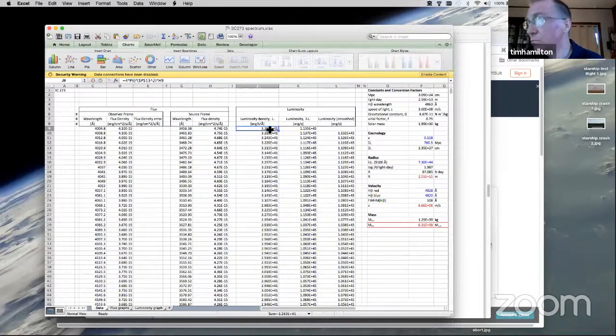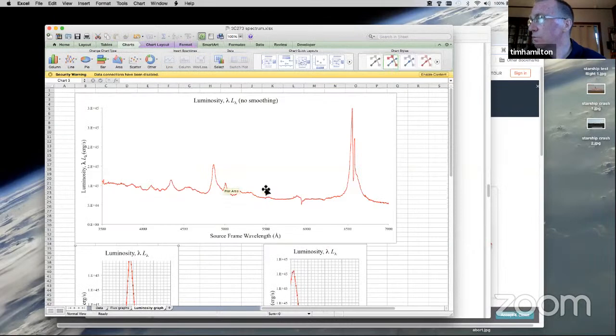That's the luminosity density, and we can plot that spectrum, but let's go on and multiply that by the wavelength. Make sure you multiply it by the wavelength in the source frame, not the observer frame. Okay, we got that. And now we just copy those formulas down and we get the luminosity graph.